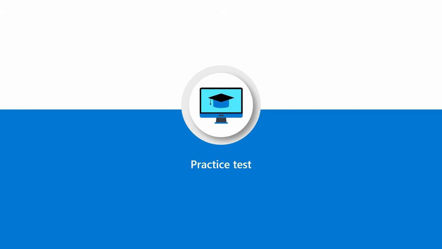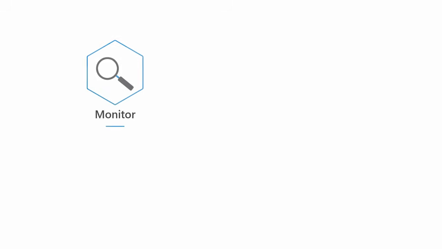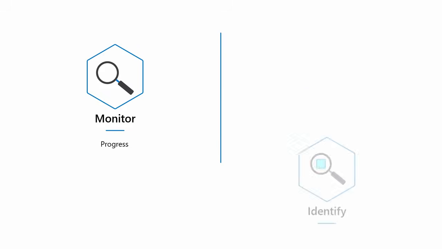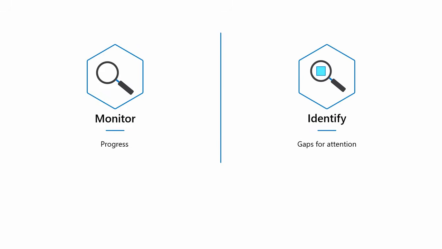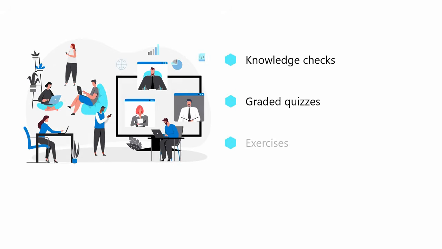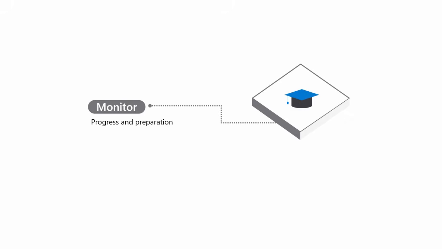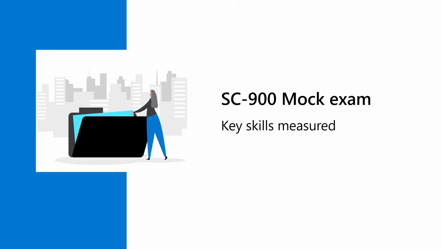One of the best preparations that you can make is to take a practice test before the exam. This way, you can monitor your progress and identify the areas that might require a little more study or attention. Throughout this course, you have taken knowledge checks, graded quizzes, and completed exercises. These are specifically designed to help you monitor your progress while preparing for the real exam. You will have the opportunity to complete the SC-900 mock exam a little bit later, which focuses on the key skills measured in the proctored exam.